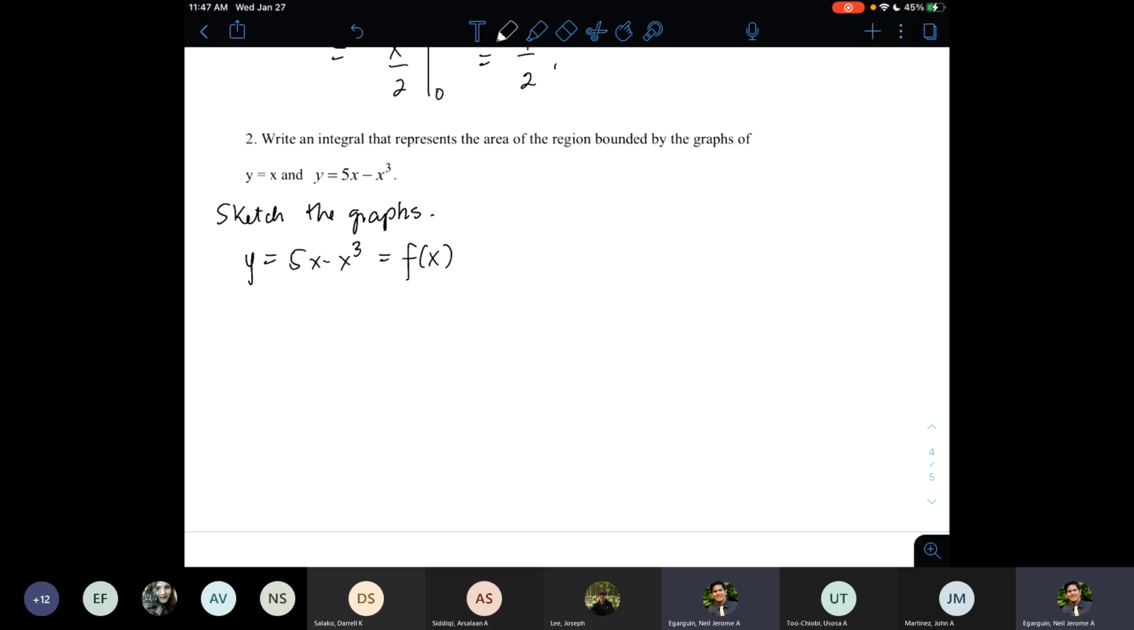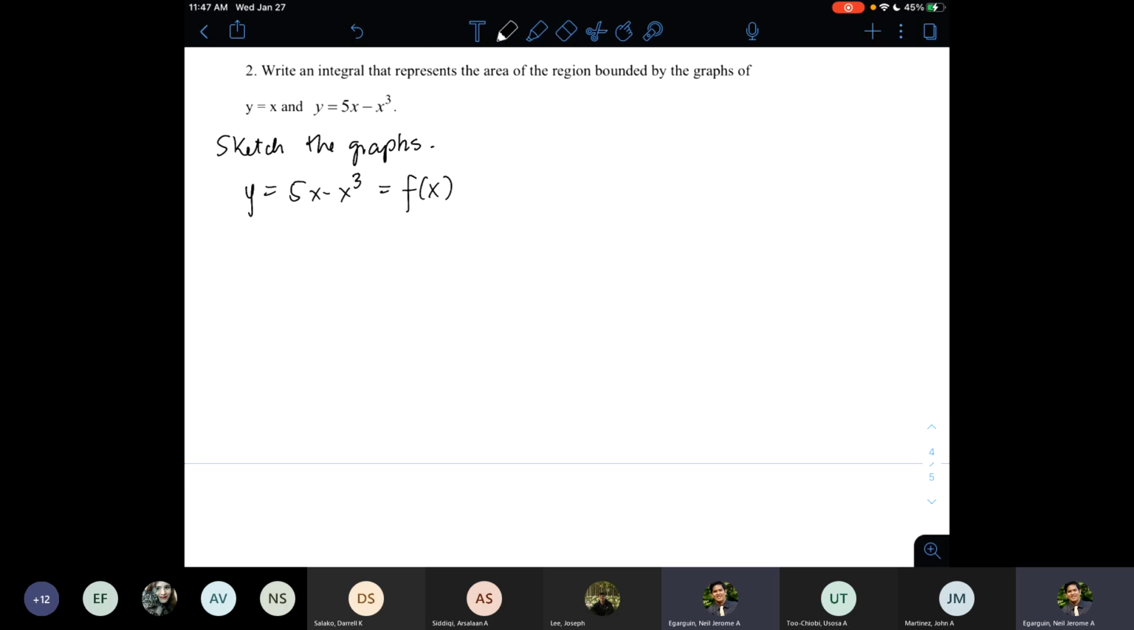So unfortunately, I'm running out of time, but probably I can start the solution, and then we'll finish it up on Friday. But the thing here is I will use curve sketching techniques. Do you still guys remember this?